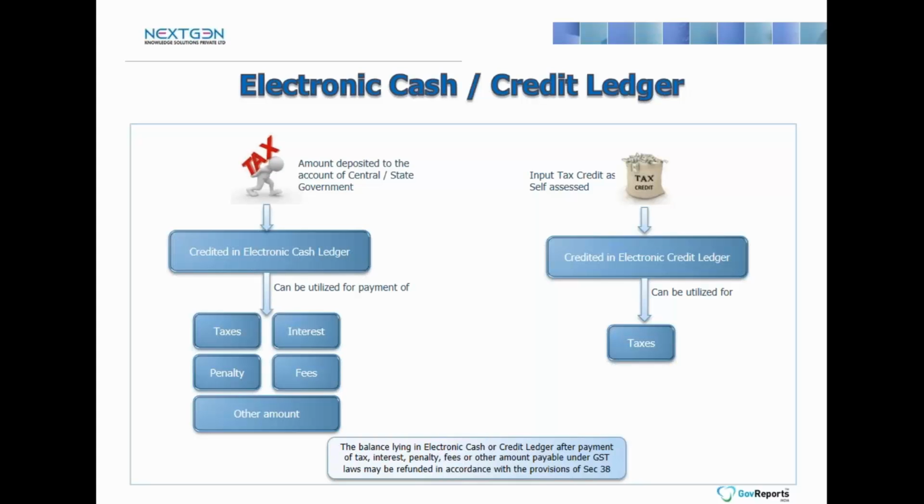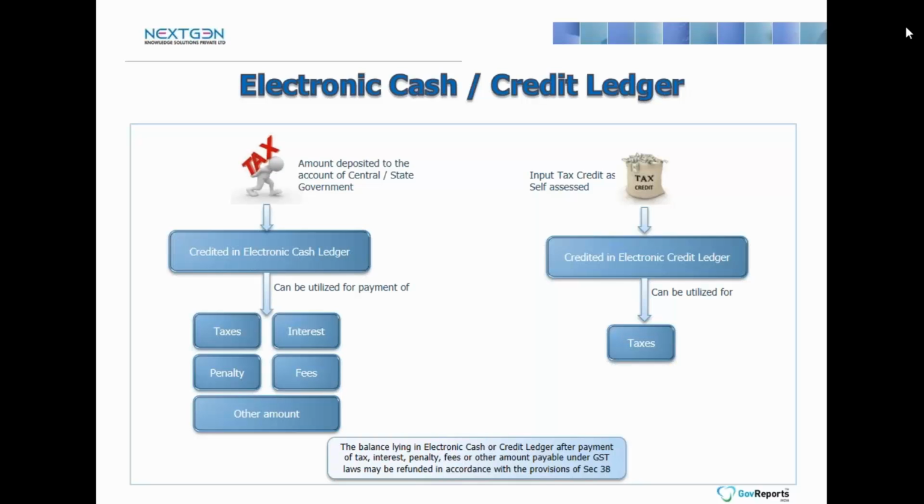See, electronic cash ledger is basically the amount of tax which has been deposited by the taxpayer. That amount is credited in the electronic cash ledger. So this payment can be used in a subsequent period or in future for, say, payment of taxes, with major head as taxes and subheads as CGST, SGST, IGST and UTGST. And it could also be used for payment of interest, penalty, fees, etc.